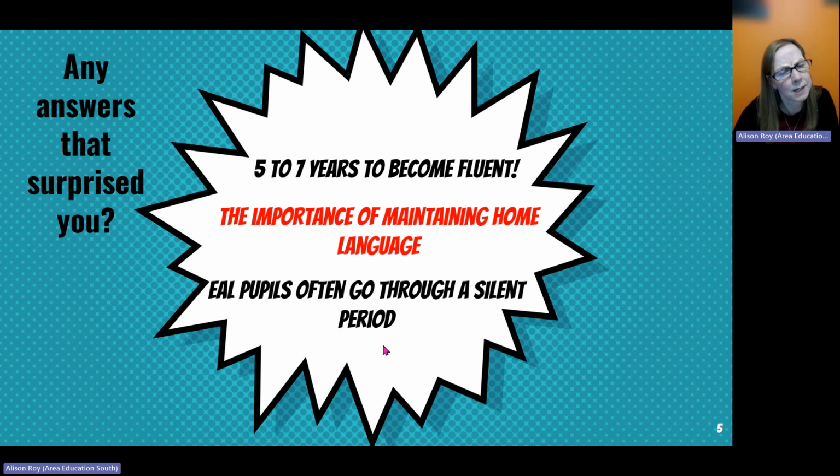If this period becomes extended, it might be worth seeking some more support from ourselves to see if there is another barrier for the pupils in using English within the school setting. But it is a very normal period to go through.